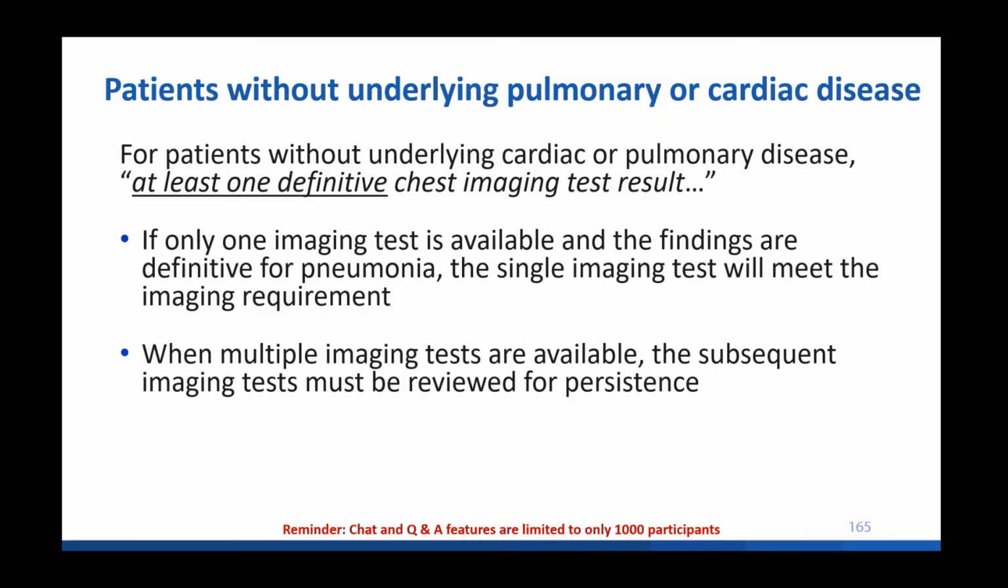For the purposes of the pneumonia imaging requirement, at a minimum, at least one definitive imaging test is required for patients without underlying pulmonary or cardiac disease. And note that I said at least one, not just one. Remember, persistence is a requirement for all patients, so if multiple imaging tests are available, they must also be reviewed for persistence of definitive evidence of pneumonia.